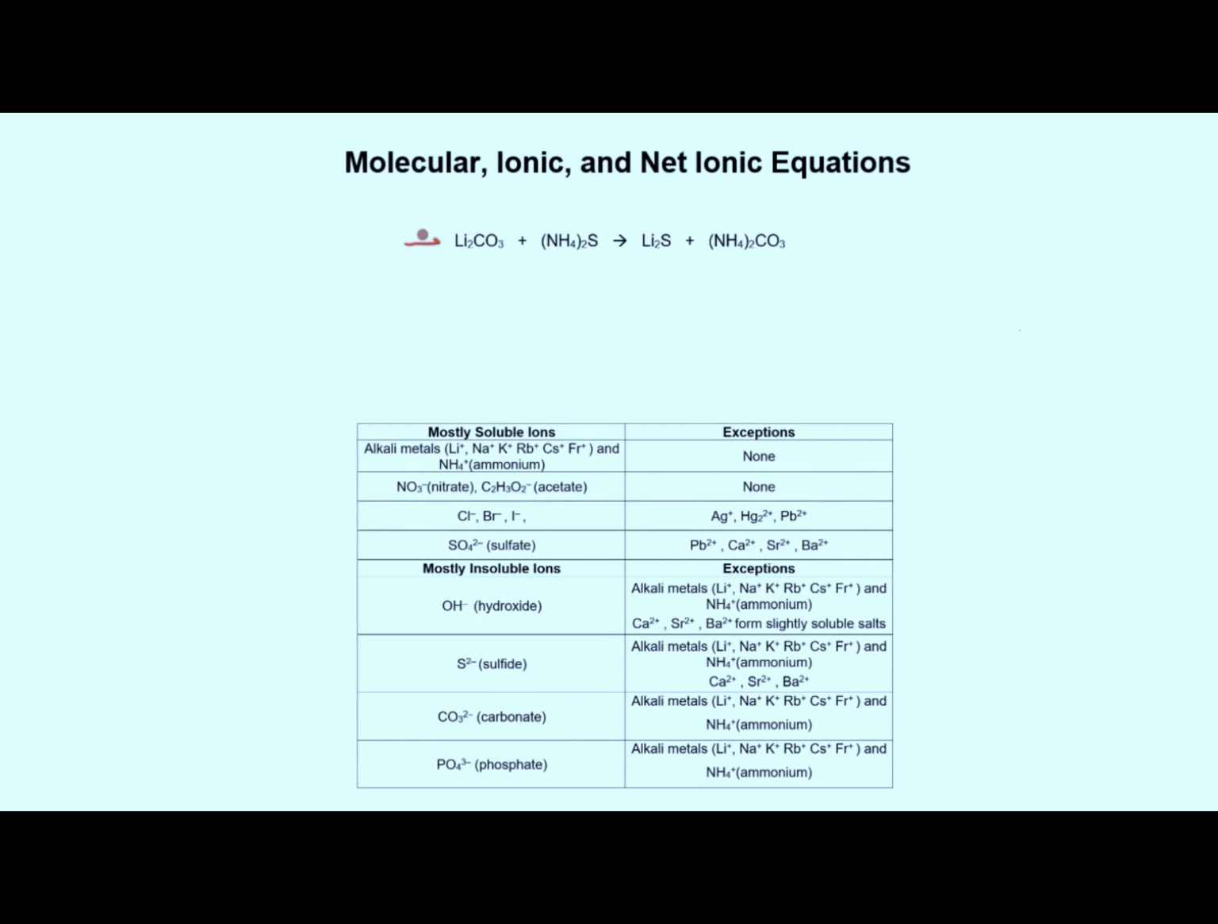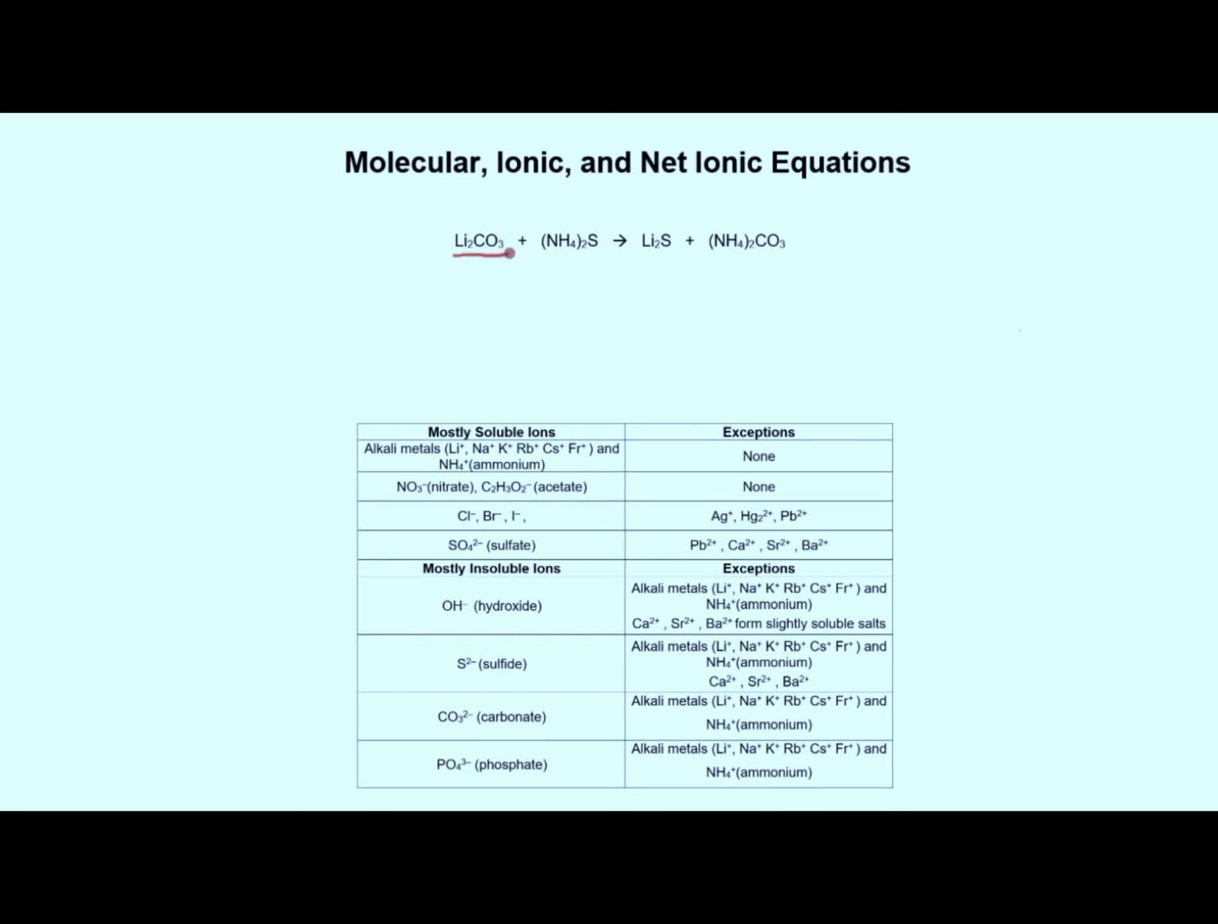Let's do another equation. Here is my next equation that we're working with. Let's first check and make sure it's balanced. 2 lithium, 1 carbonate, 2 ammonium, 1 sulfide. We're good. Okay, so this is a 1-to-1 ratio. Perfect. Now let's determine soluble and insoluble.